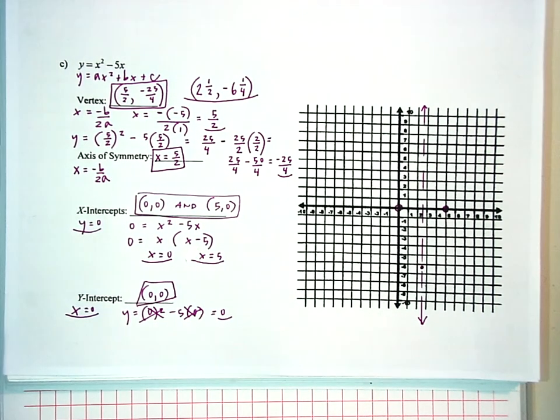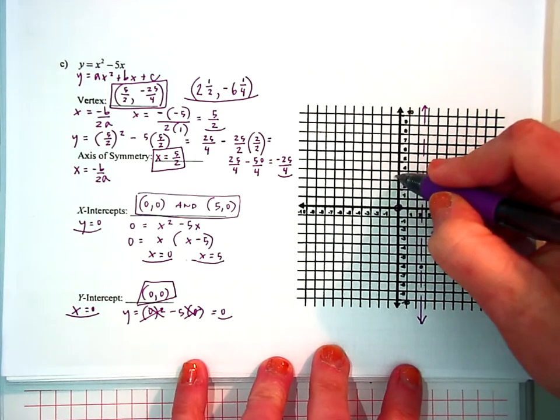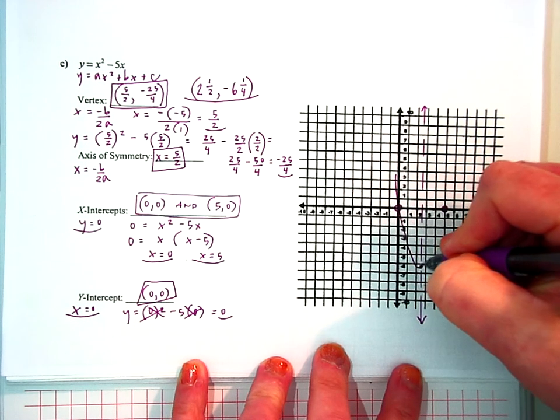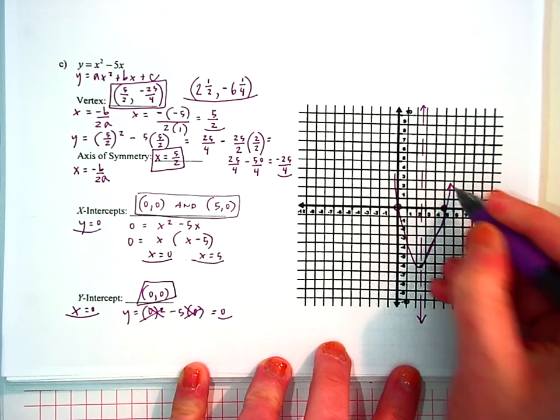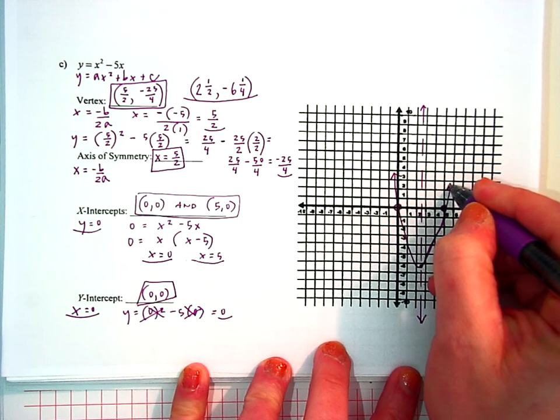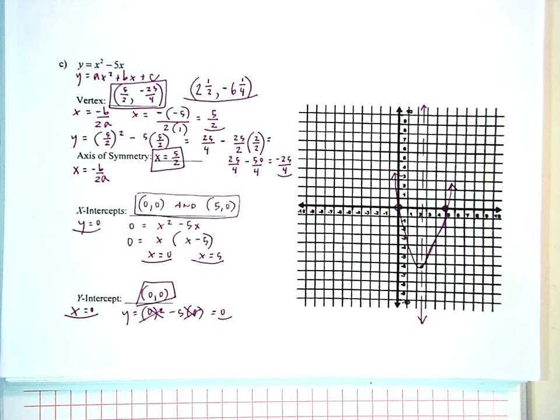All right, so I have enough information to smooth out my curve, just like so. Gonna clean that up just a little bit, just like that. All right, and there we go.